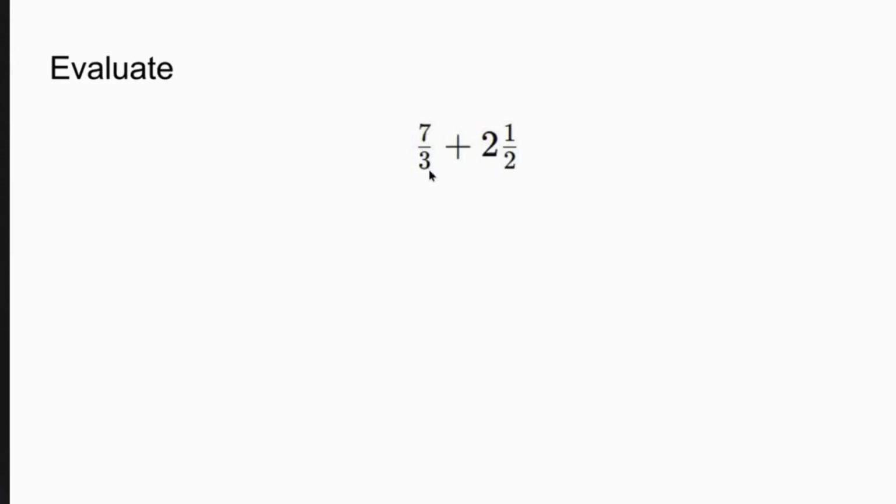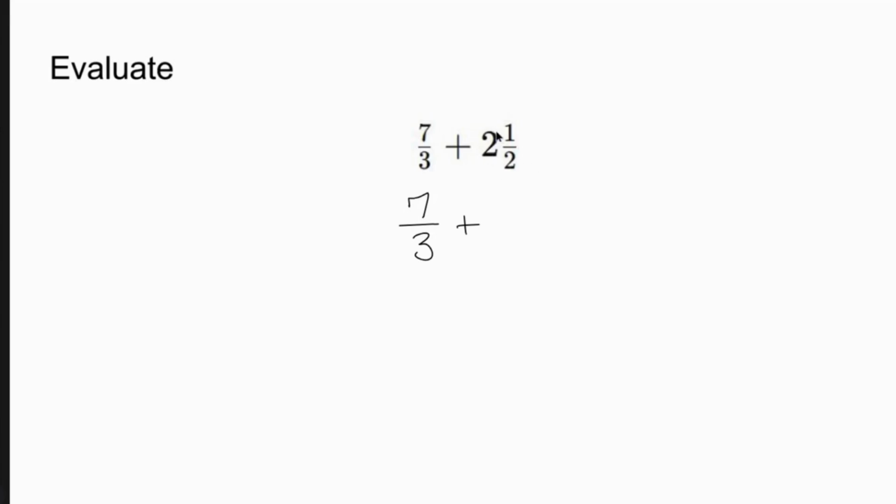Evaluate 7/3 plus 2½. When adding fractions together, where one's a mixed number and one's an improper fraction, I like to turn them both into improper fractions. Now the first fraction is already an improper fraction, so I'm just going to leave it be. How do I turn the second number into an improper fraction?